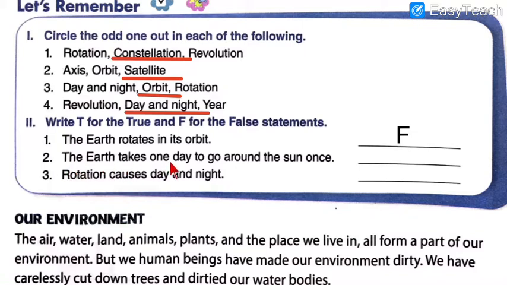Number 2. The earth takes 1 day to go round the sun once. Whether it is true or false, write it down. Your time starts now. Read it properly. 5, 4, 3, 2, 1, and 0. So the earth takes 1 day to go round the sun? No, it takes 365 days. That means 1 year to go round the sun. So this again is the false statement.